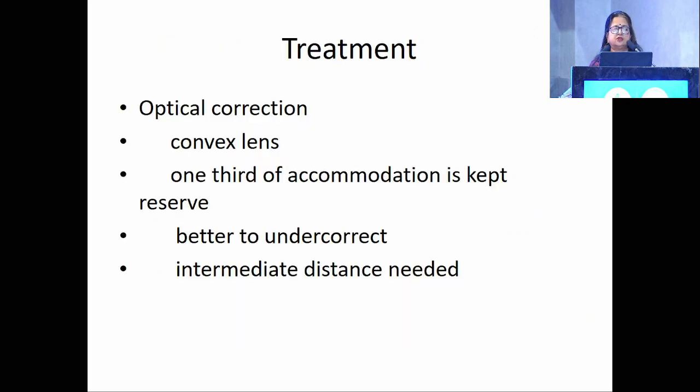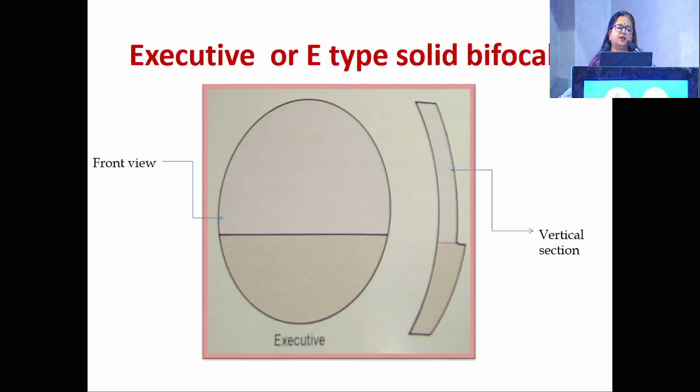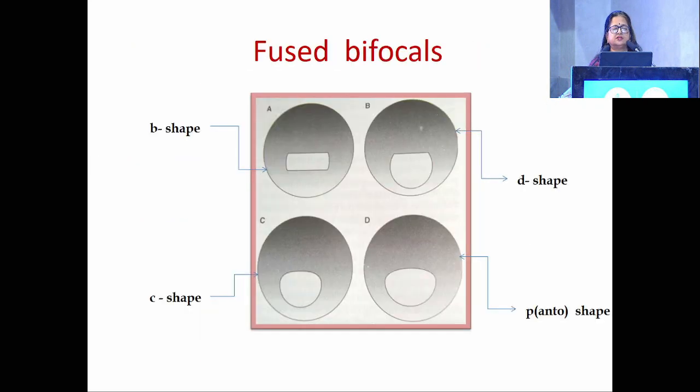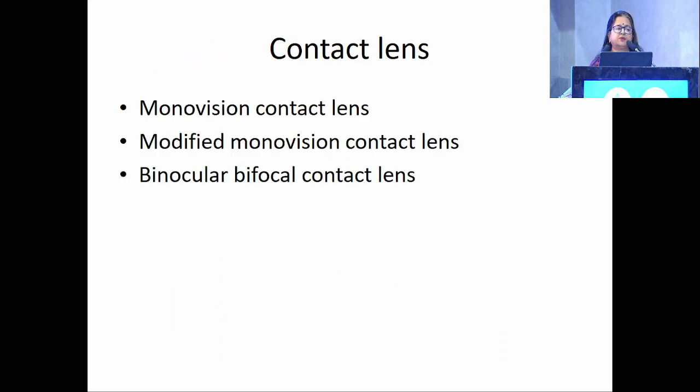So these are the symptoms. What are the treatment options? Optical correction can be given with convex lenses. One third of the accommodation, as I told, can be kept in reserve, and it is better to undercorrect, and intermediate distance correction wherever required is to be given. Single vision reading spectacles for near, double vision for near and distance, trifocals for intermediate, and also progressive lenses. So these are the various types of lenses that can be given, and contact lenses can also be given for presbyopia.